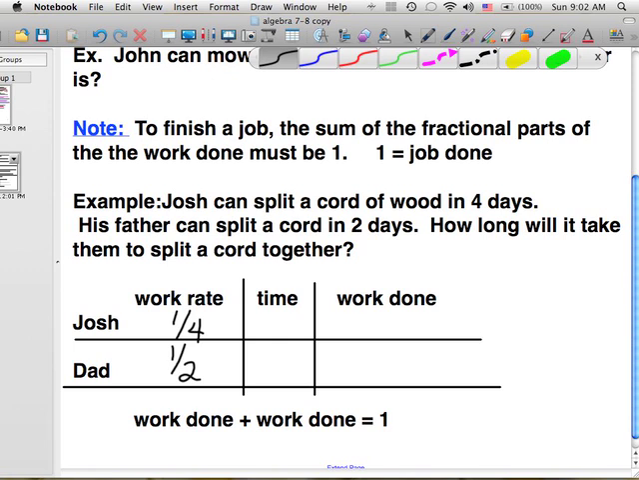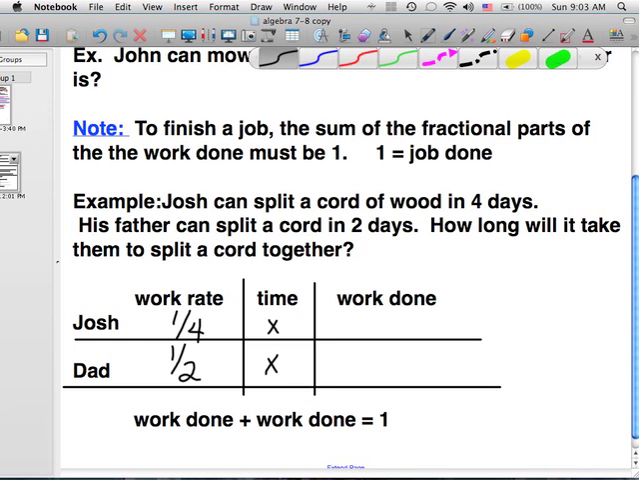Now, if they work together, and this is generally where we do these work problems, two things are working and we want to put them together to get the job done quicker. So the amount of time working together, we don't know that yet, so we'll let that be X. They're working together, so they'll finish together, so the amount of time they work is the same.